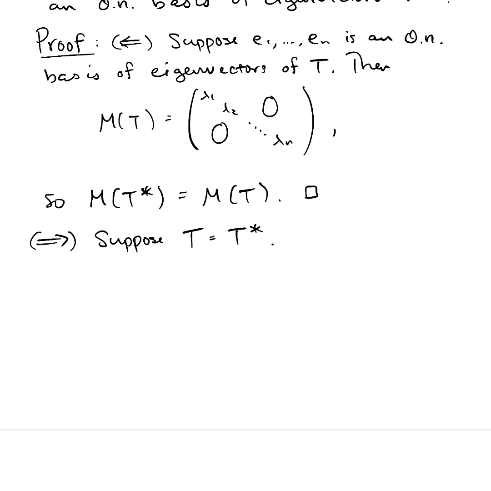Okay, so let's see here. Let's proceed by induction on the dimension of the space V. So for a first order of business, let's prove that there is an orthonormal basis of eigenvectors of T in the event that V is one-dimensional. So step one.